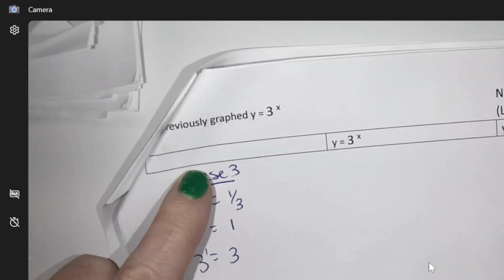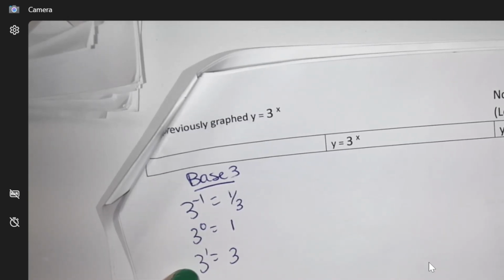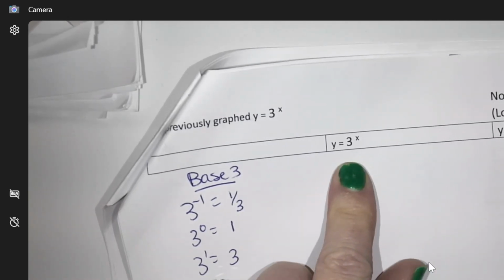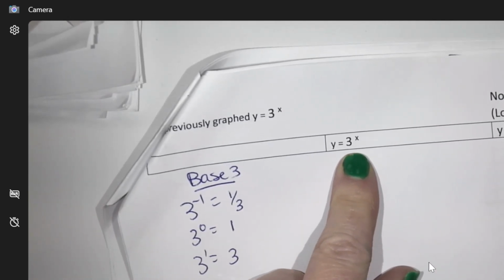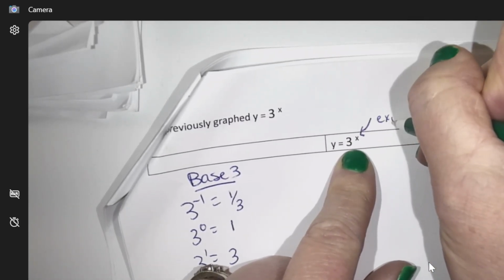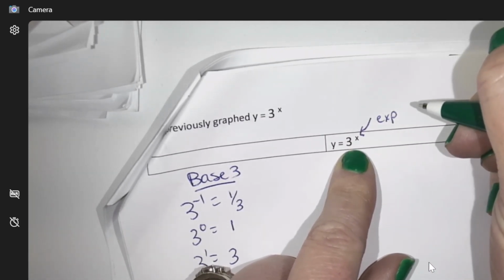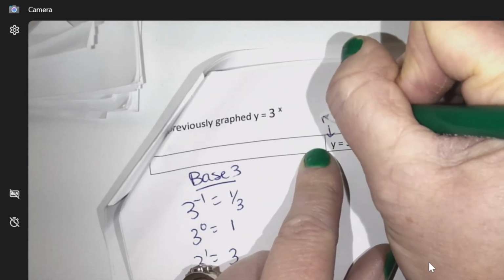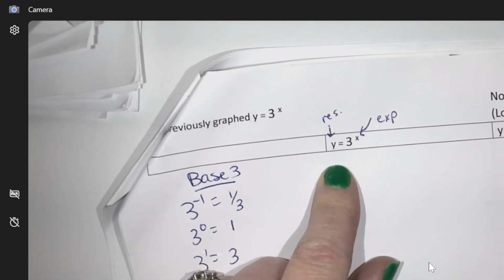Okay, so always start, what's the base? Give 3 examples. Okay, so this is called an exponential equation. So x is the exponent and y is the result.